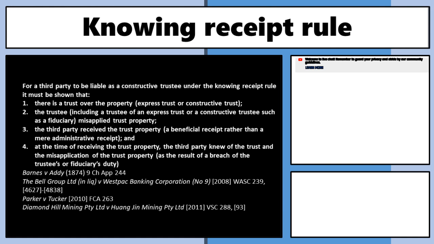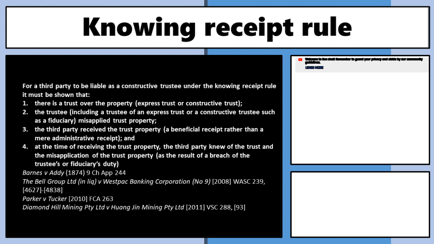So here, these are the rules for the KRR. This is mapped out. I think it was actually in the Bell Group. For a third party or a stranger to become a constructive trustee, in other words, for this institutional constructive trust to arise under the knowing receipt rule, KRR, you've got to demonstrate all 4 of these elements.